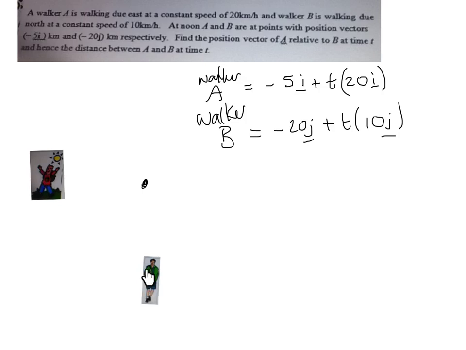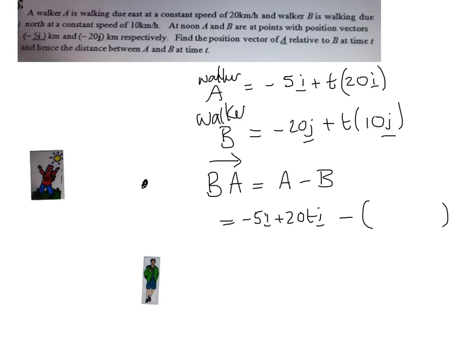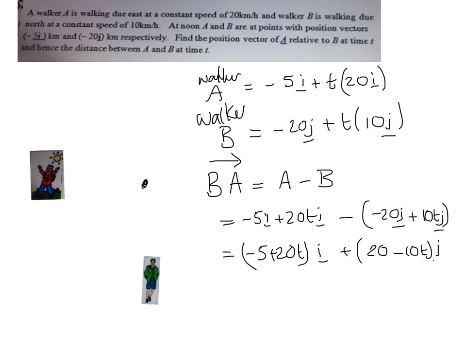So when we say A relative to B, what we mean is B to A. So B is looking at A, and we know that that's A minus B. We did that in the last video. So walker A is at minus 5i plus 20ti, and walker B is at minus 20j plus 10tj, which altogether is minus 5 plus 20t i plus 20 minus 10t j. I think I got my minus signs right there. So that's the position vector of A relative to B at any given time.